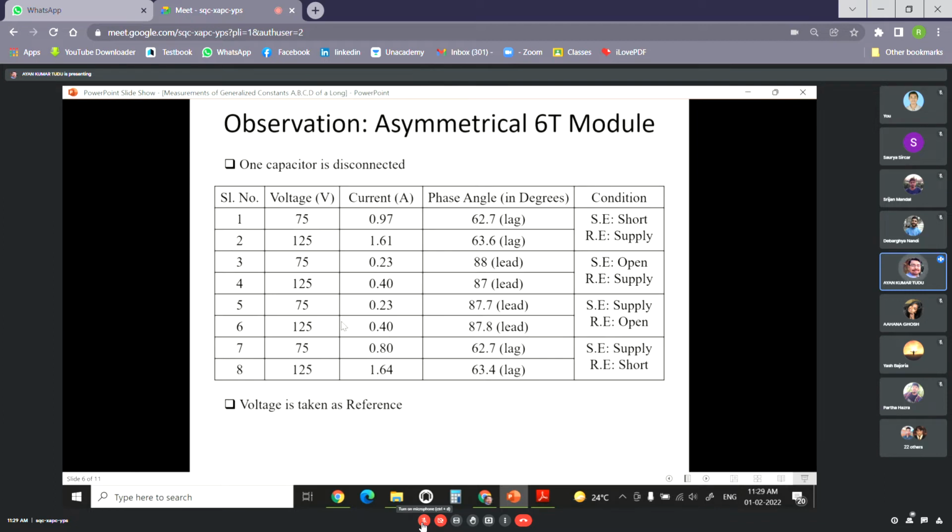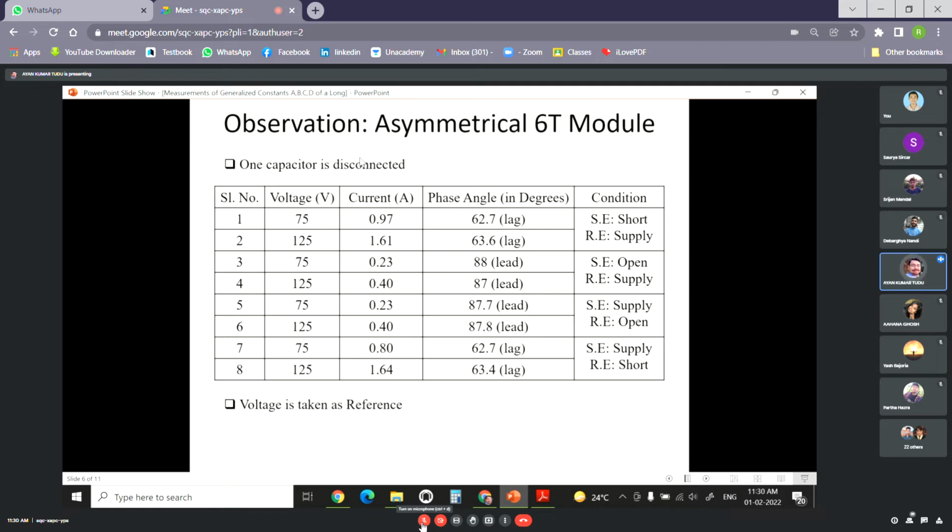Here also we will be taking the voltage as the reference, and we'll also be seeing the phase angle between the voltage and the current for each case. For each case we take two voltages, as I said: one at a low voltage, 75 volts, and another at a high value, around 125 volts. Okay, so what we have to do is find out the impedances, and then proceed to find out the ABCD parameters.